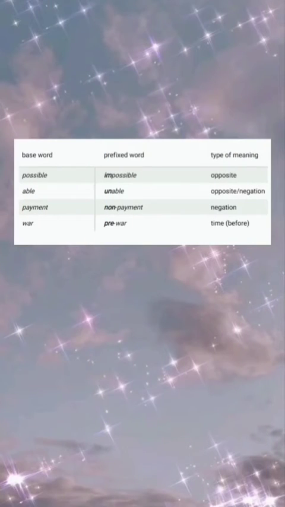Here are some examples. The base word possible is added to im, then it becomes the word impossible. It is the same as the base word able is added to un, so it becomes the word unable.